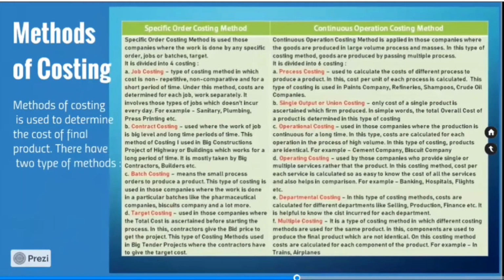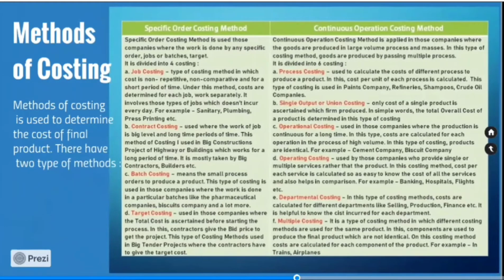For specific order costing method, it is divided into 4. First, job costing. Second, contract costing. Third, batch costing, and last, target costing. Job costing is non-repetitive, non-comparative, and for a short period of time. Maknanya kerja yang dia tak berulang dan ambil masa dalam jangka masa pendek je. Second, contract costing is used where the work of the job is big level and long time periods.